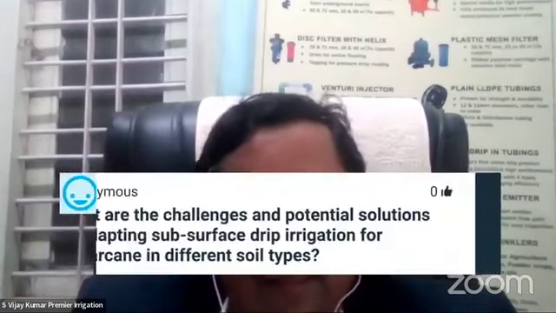Okay. And what are the challenges and potential solutions in adopting this irrigation for sugarcane in different soil types? The main challenges that will come in: if it's a sandy or sandy loam soil type, there's no problem. If it is going to be a very heavy clay soil, then I would not recommend it. I would recommend you to go only for surface drip irrigation.